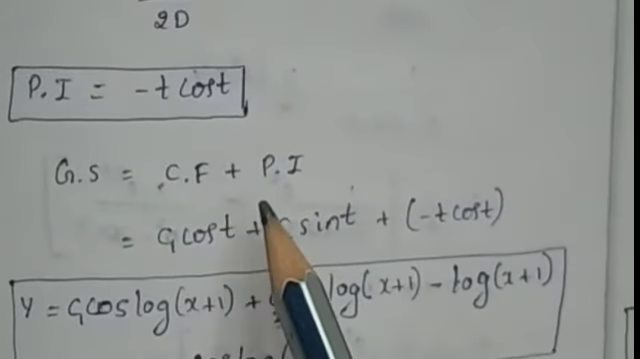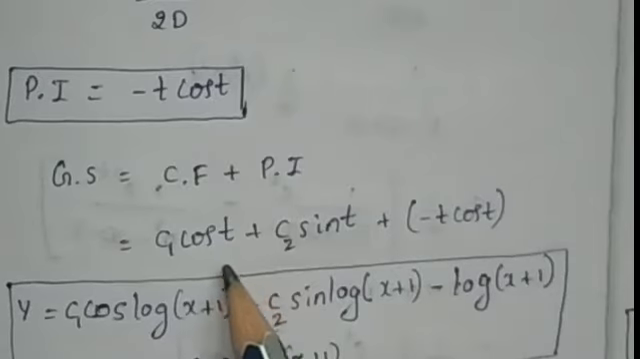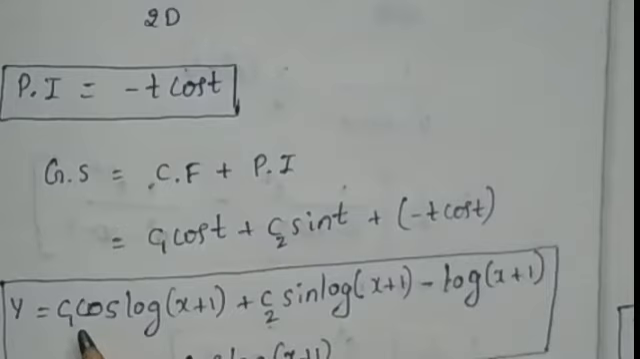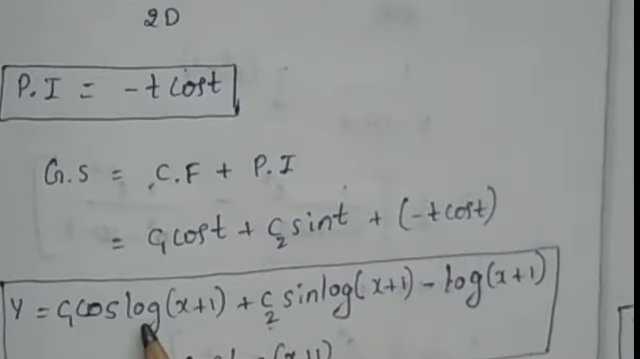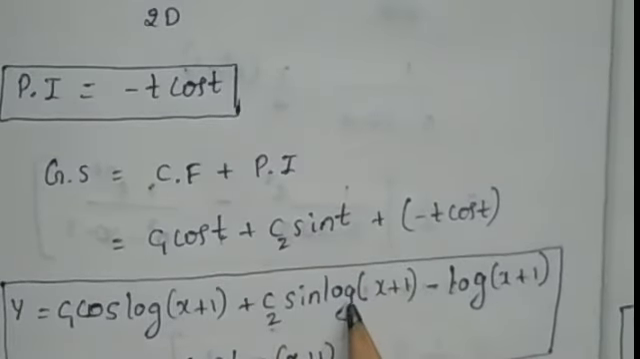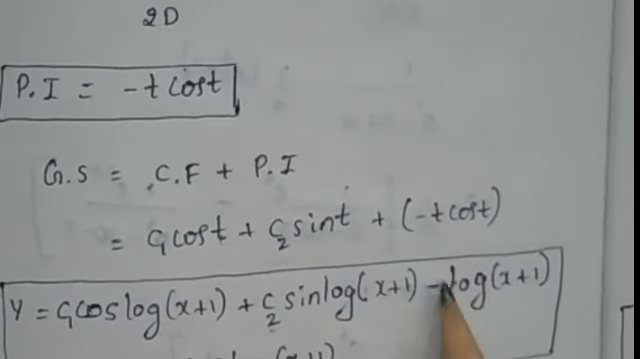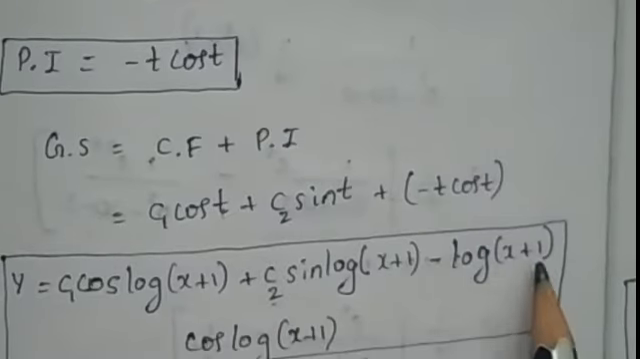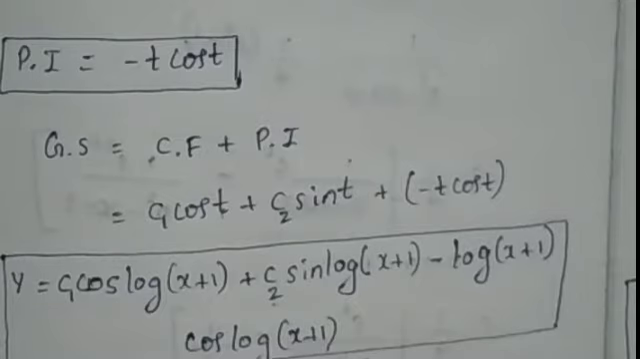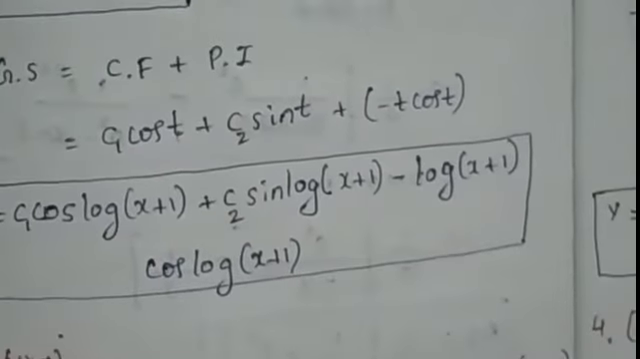Okay, the general solution is equal to the complementary function plus the particular integral. You add both the complementary function and the particular integral, then you get y equal to c1 cos t, that is cos of log of (x plus 1), plus c2 sin t, that is sin of log of (x plus 1), minus t cos t, that is minus log of (x plus 1) into cos of log of (x plus 1). That's about the general solution. Next we move on to the next problem.